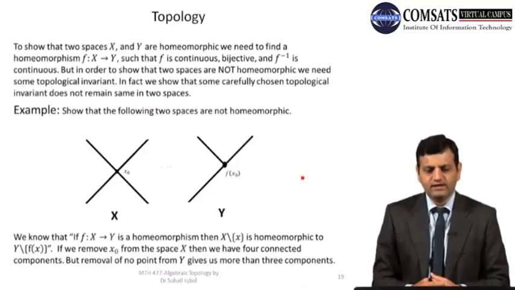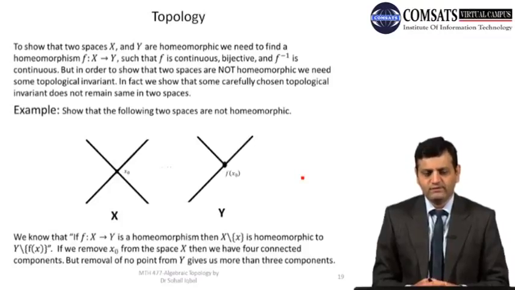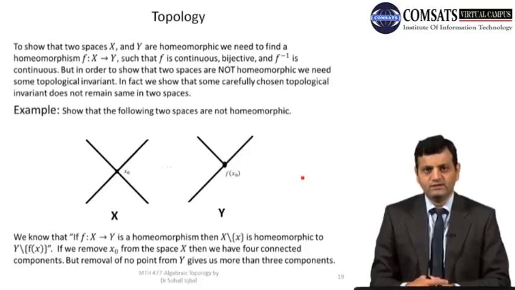To show that X and Y are homeomorphic, we need to find a homeomorphism between them. Of course, what is a homeomorphism? We need to find a function f which is continuous, bijective, and whose inverse is continuous. But if we want to show that two spaces are not homeomorphic, we need some topological invariant. This is one of the importances of topological invariants. In fact, we show that some carefully chosen topological invariant does not remain the same in the two spaces.